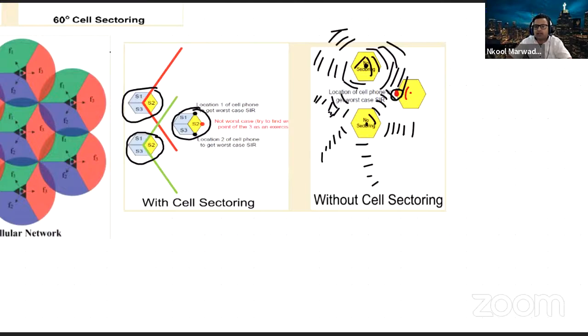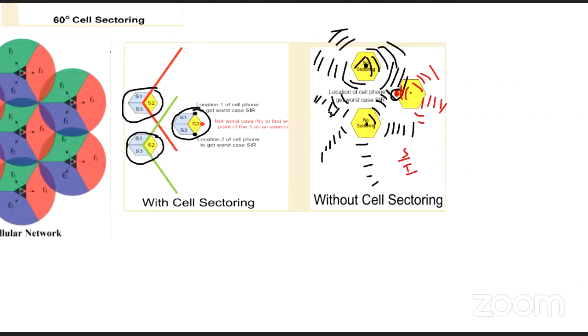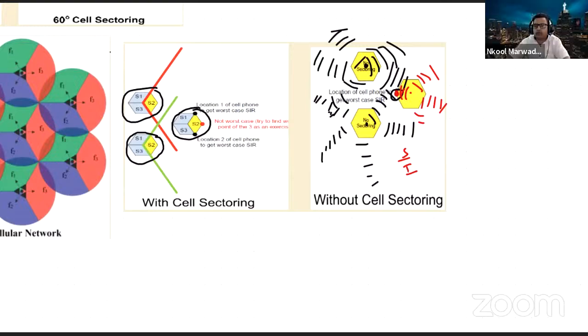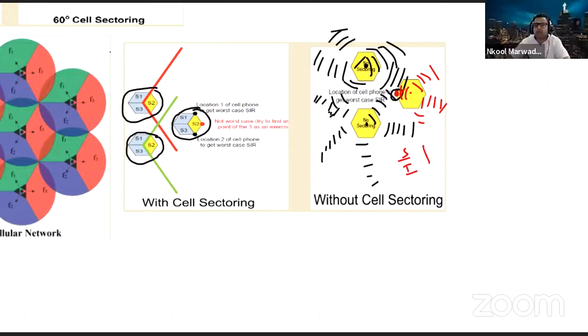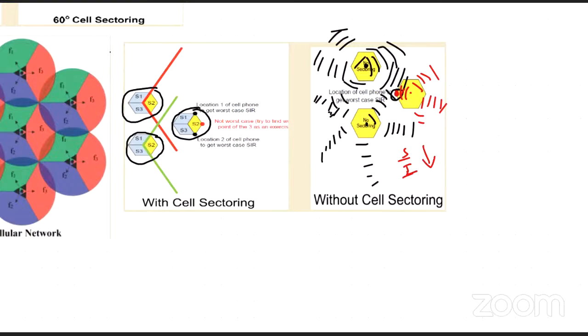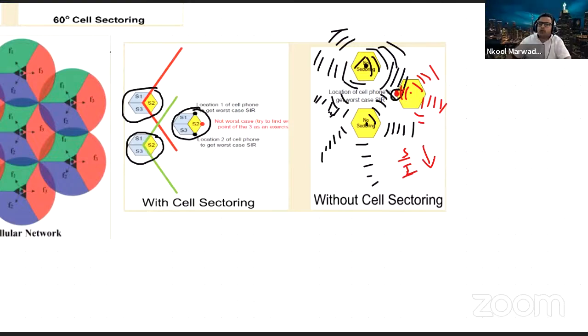And this is an example of S by I, signal to interference ratio. If S by I is very low, it means that interference is very high. And here at this point, the signal to interference ratio will be terrible, very, very low. And it is understandable. Why is it happening? Because of the omnidirectional antennas in the base station.